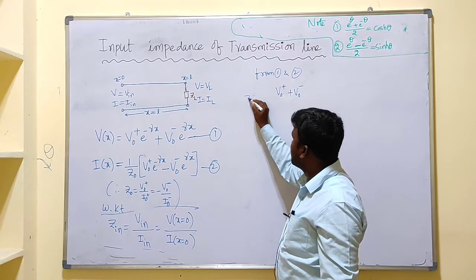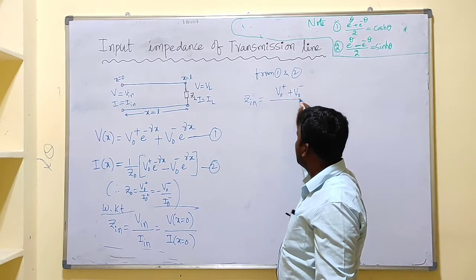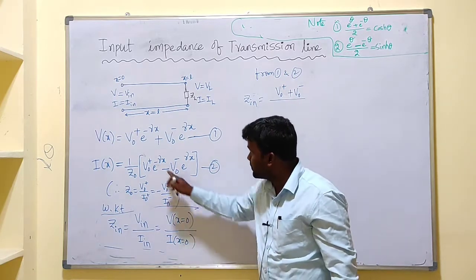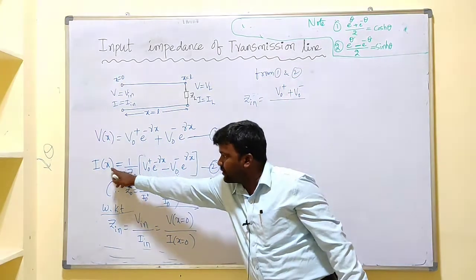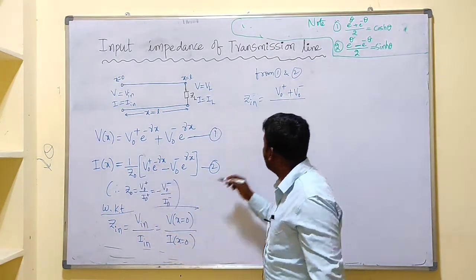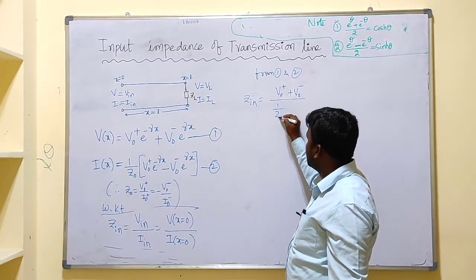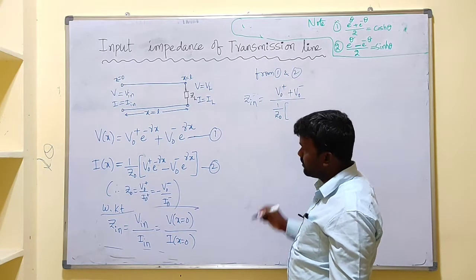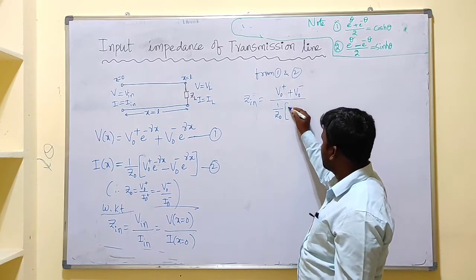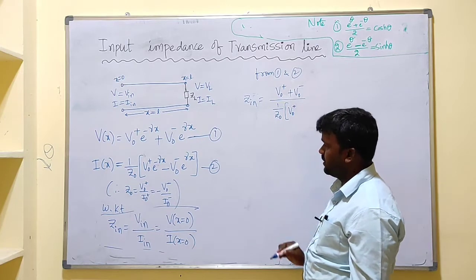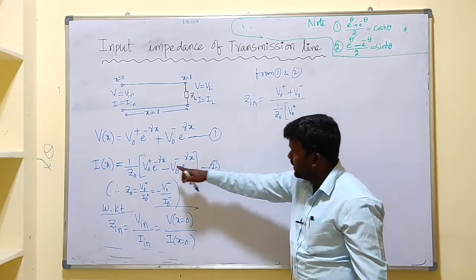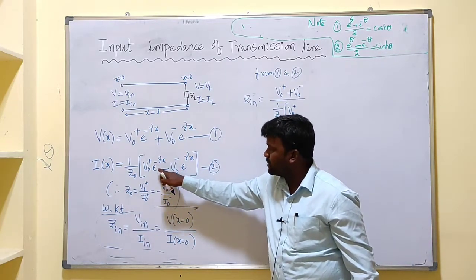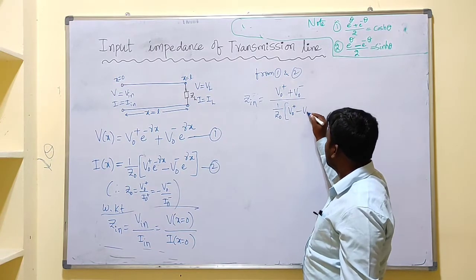And next, what about IIN? IIN is I of x equal to 0. We need to put x equal to 0 in this one. That means it becomes 1 by z naught into V naught plus, with x equal to 0 meaning e to the power gamma 0 is 1, minus V naught minus.